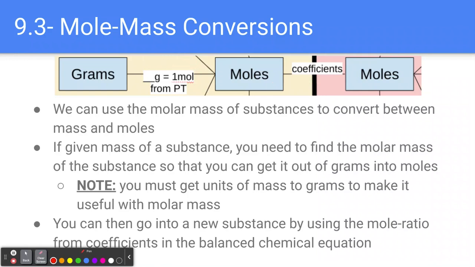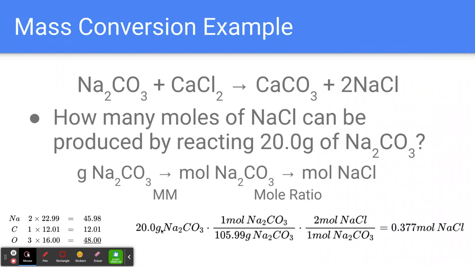So we can start with grams, go to moles of the same substance using the molar mass, and then we're going to go from mole to mole using our mole bridge there. So this is what it looks like here. Let's say we have sodium carbonate and calcium chloride. We're going to make calcium carbonate and sodium chloride. It asks how many moles of sodium chloride can be produced by reacting 20 grams of sodium carbonate. So we need to start here with grams of sodium carbonate and go into moles of sodium carbonate. Then we can finally go into moles of sodium chloride.